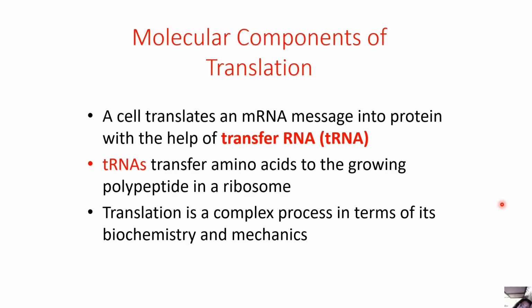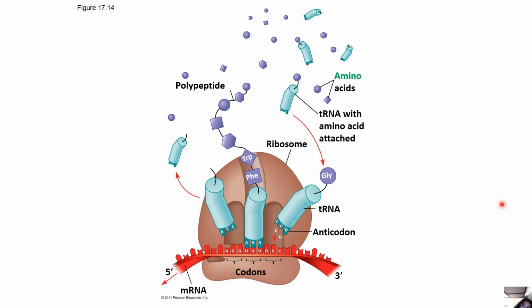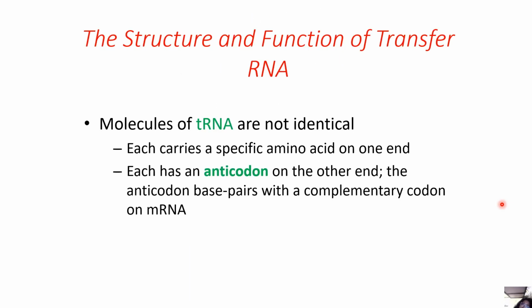Now, the cell translates an mRNA message into protein with the help of transfer RNA. tRNAs transfer amino acids to the growing polypeptide in a ribosome, and translation is a complex process in terms of its biochemistry and mechanics. Now, molecules of tRNA are not identical. Each carries a specific amino acid on one end, and each has an anticodon on the other end. The anticodon base pairs with a complementary codon on mRNA.